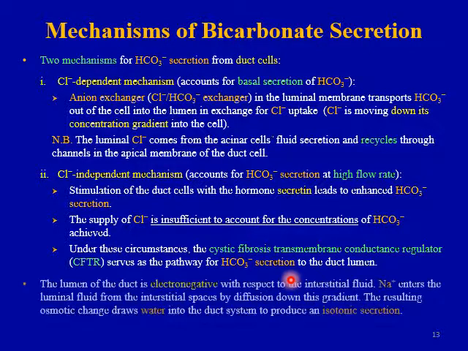The lumen of the duct, after the secretion of bicarbonate, will become electronegative with respect to the interstitial fluid. This will drag sodium. Sodium will enter the luminal fluid from the interstitial spaces by diffusion down its gradient through the paracellular pathway. Both sodium and bicarbonate will create an osmotic gradient. The resulting osmotic changes will draw water into the duct system to produce an isotonic secretion.